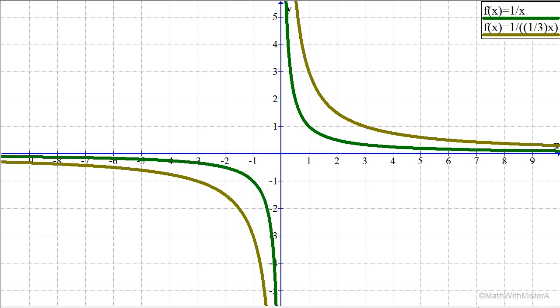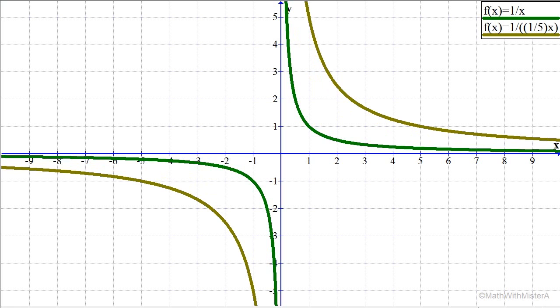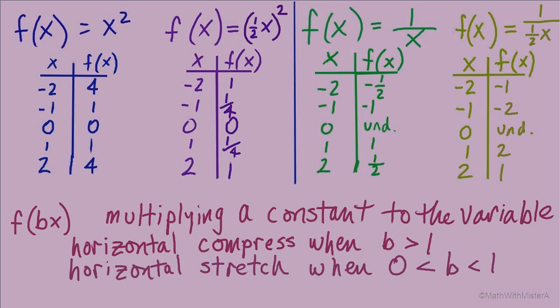Here's 1 over 1/4 x, 1 over 1/5 x. So we keep seeing it being stretched more and more horizontally. 5 times as much now. What was here horizontally at 1 has now been stretched out to 5. What was here at 1/2 has been multiplied by 5 to 2.5. The 1/3 times 5 is 5/3, 1 and 2/3. So every point horizontally is multiplied by 5. So we'll sum up the results here.